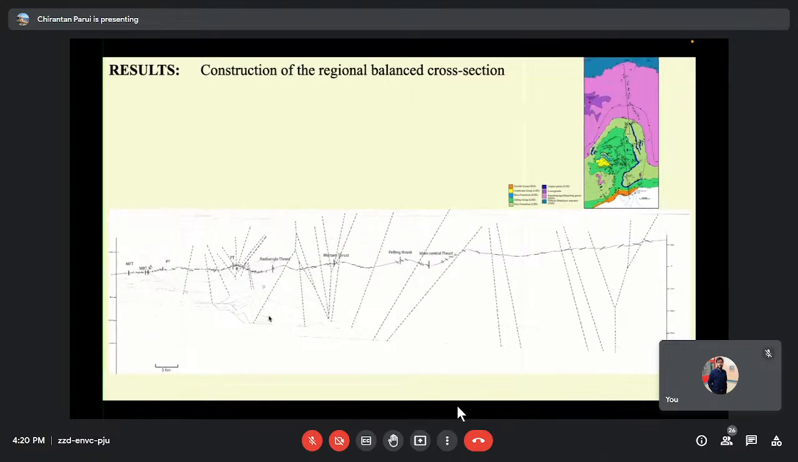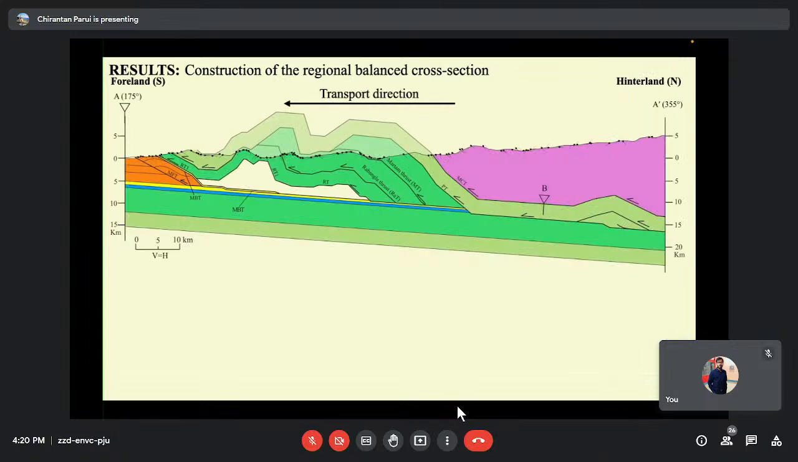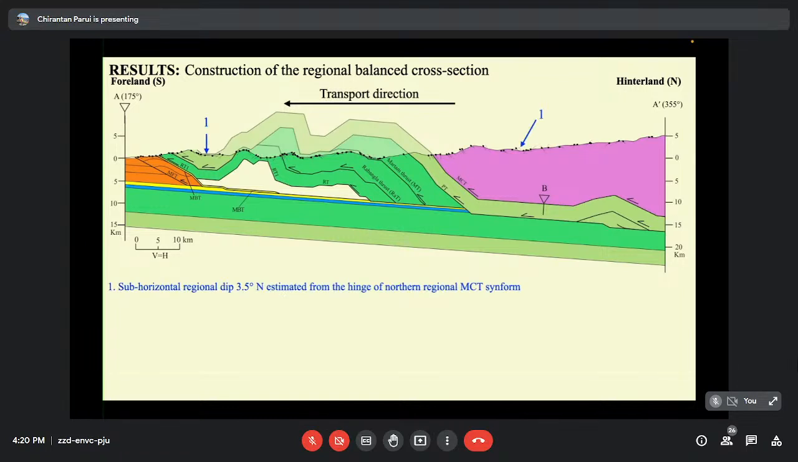Then I have divided the orientations into different dip domains, and then I have used the kink method to draw the kink axis. So based on the parameters that I have just talked about, I have arrived at this deformed geometry, where the foliation dips subhorizontally, which I used to arrive at the regional dip.